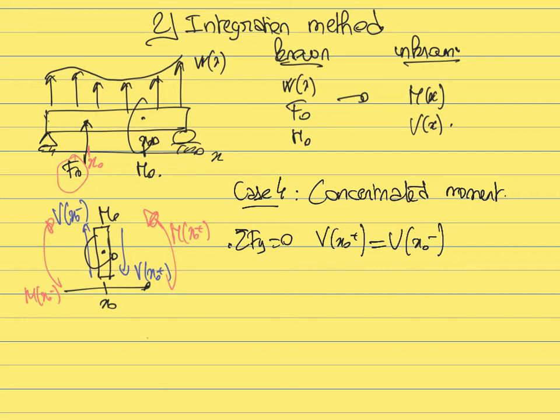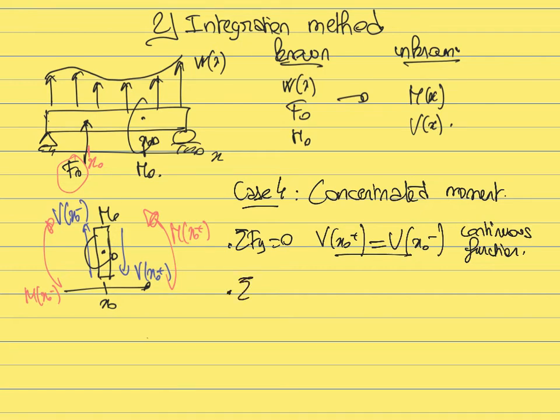So it means that if there is a concentrated shear force, then the internal shear is going to be discontinuous. But if there is no concentrated shear force, if there is just a concentrated moment, then we still find that the internal shear is the same on the left and on the right, which means that it's a continuous function. So the internal shear will only be discontinuous when there is a concentrated shear force at a given point.